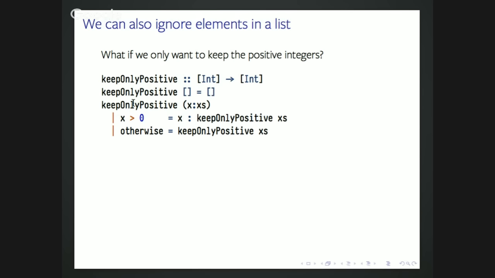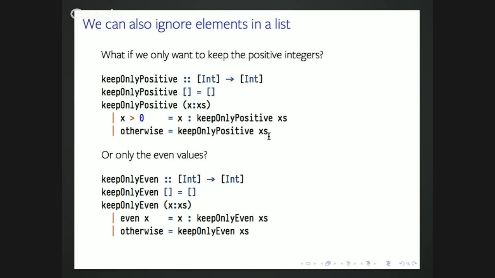Otherwise, for keep only positive, we're going to match on the first element of the list and the rest of the list, a common pattern here. Then we're going to use guards. If the first element of the list is greater than 0, then we're going to keep that element and put it on the front of the rest of the list, where we keep recursing, stepping through the rest of the list. Otherwise, we're not going to do this append. We're just going to keep going. So we're not going to keep that element.